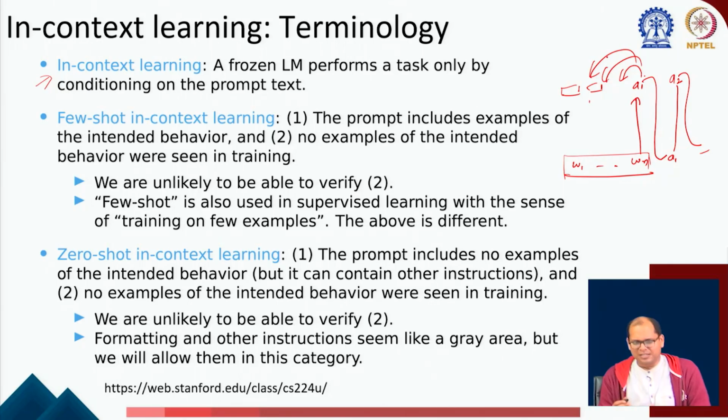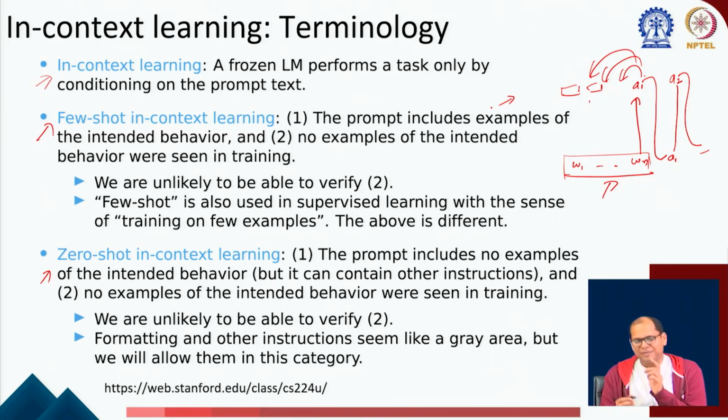So this is in-context learning. Specifically, we talk about two things: few-shot and zero-shot in-context learning. In few-shot in-context learning, the prompt you have given will include some examples of the task. Like we said, you will give an English sentence and the corresponding French sentence, another English sentence and French sentence, then you will end with an English sentence and let the model generate a French sentence as an output, right? So you will have examples of the intended behavior that you want it to actually exhibit.